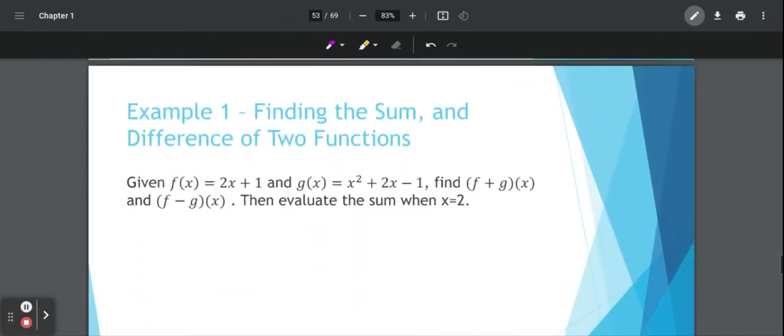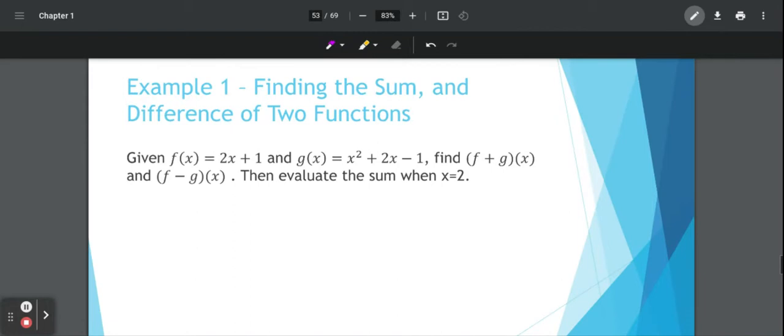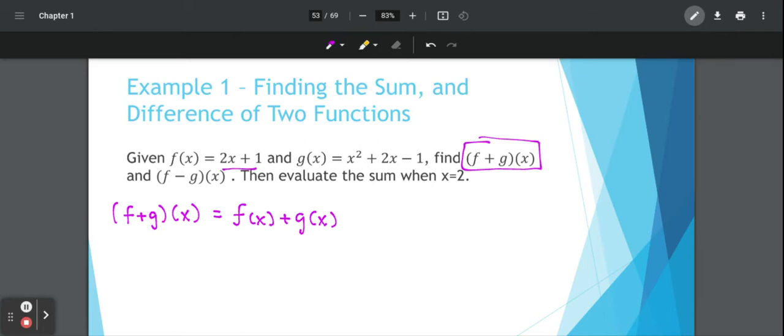If we want to find the sum and difference of two functions, this first one says find f plus g of x. Remember that f plus g of x really just means f of x plus g of x. So our f of x function is 2x plus 1. Our g of x function is x squared plus 2x minus 1. And when we combine like terms, we get x squared plus 4x.